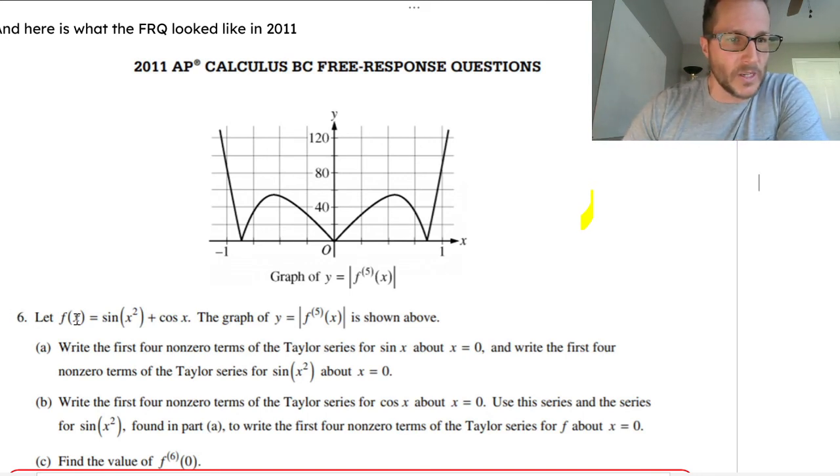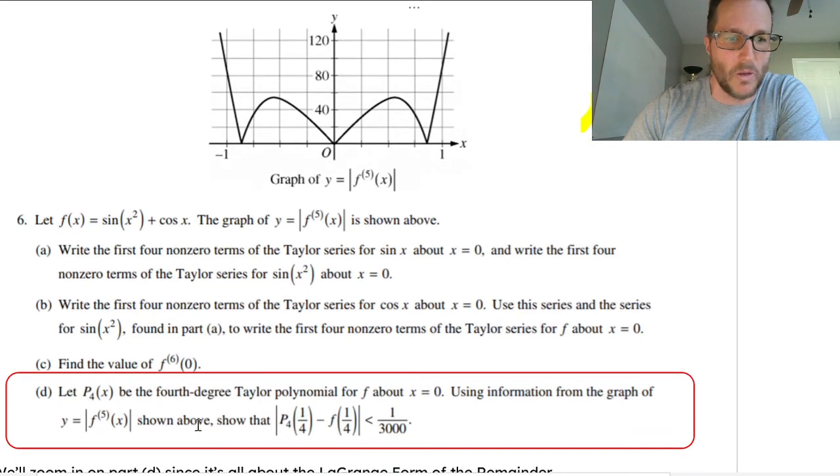So we're given this function, f of x is sine of x squared plus cosine x, and then we're given the graph of the absolute value of the fifth derivative of f. Now a and b, I'm not even going to talk about them, nor am I going to talk about c. I'm going to scoot all the way to part d and just hone in on this Lagrange form of the error. So here's what it says. Let p sub 4 be the fourth degree Taylor polynomial for f of x centered at 0. Use the information from the graph that was provided to show this.